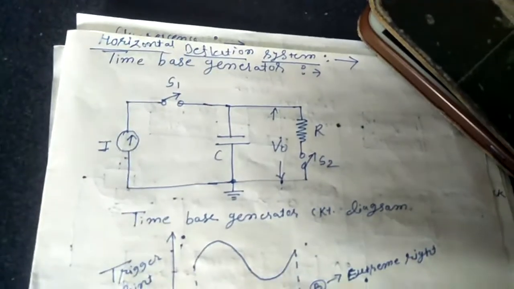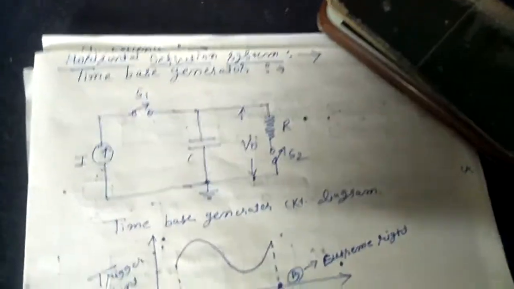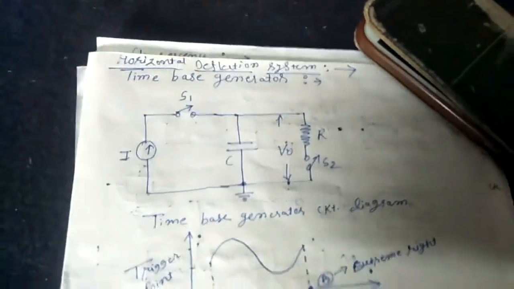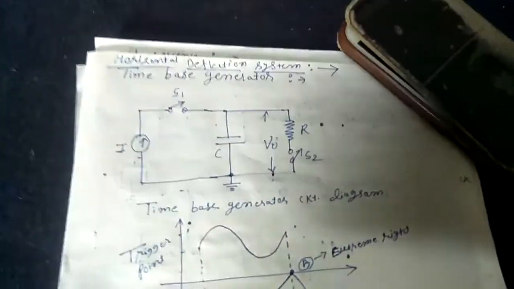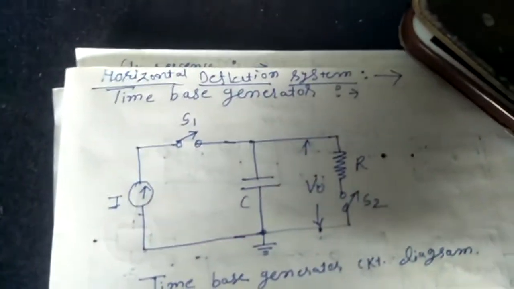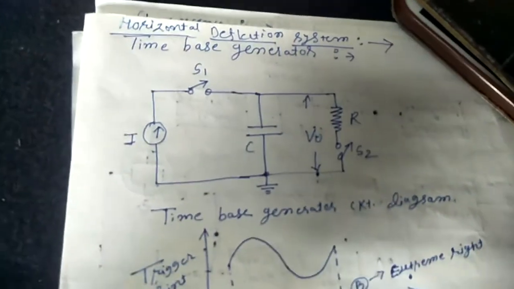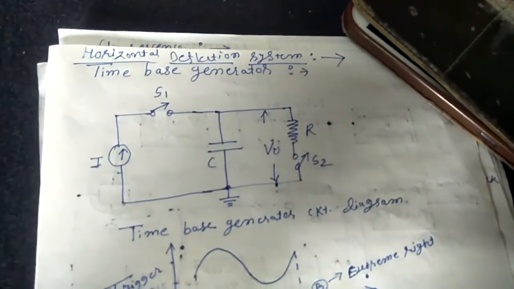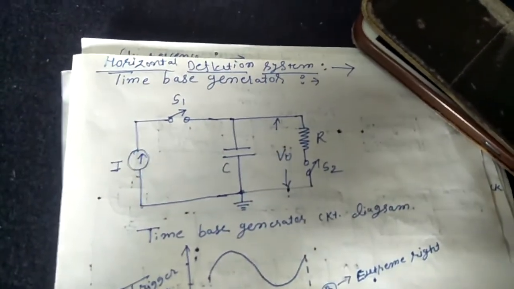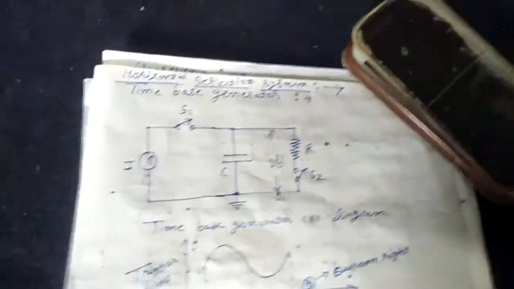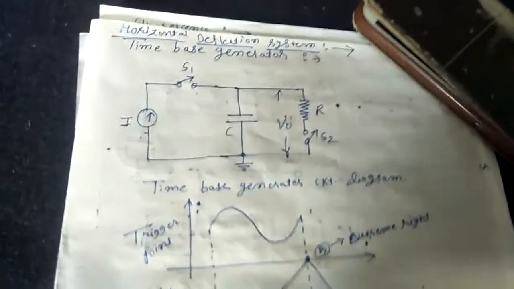We have studied the vertical deflection system. In the vertical deflection system we are using a number of amplifiers, that we have studied. Now we are going to see what the horizontal deflection system is. In the vertical deflection system, the electron beam is deflected up and down, and in the horizontal deflection system, the electron beam is deflected in the left and right direction. Now how is it deflected in the right and left direction?